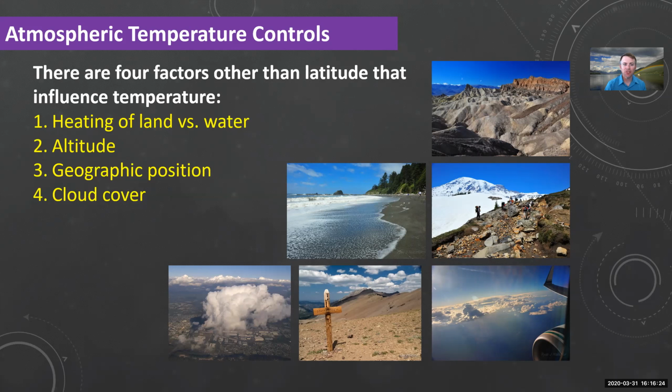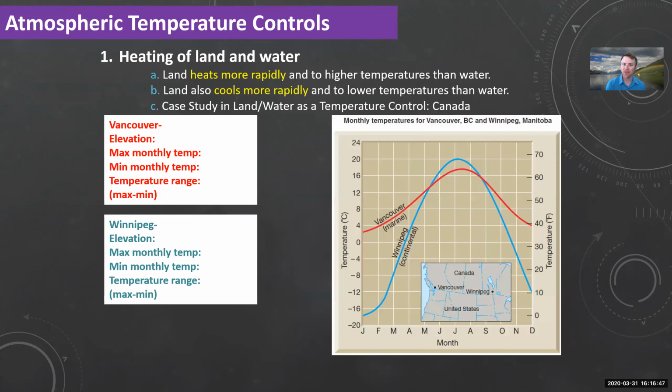There are 4 other major factors, other than latitude, that influence temperature. The first one is the heating of land versus water. The second one is altitude. The third one is the geographic position, which I'll share in a moment. And the fourth one is cloud cover, and that's what we're really going to be investigating today in combination with some of these other altitude combinations.